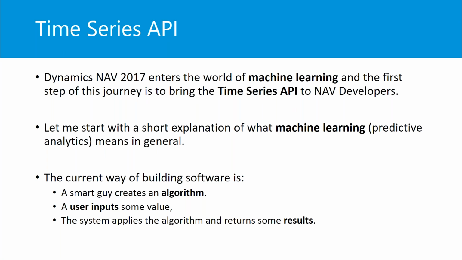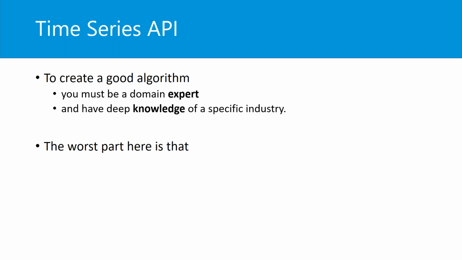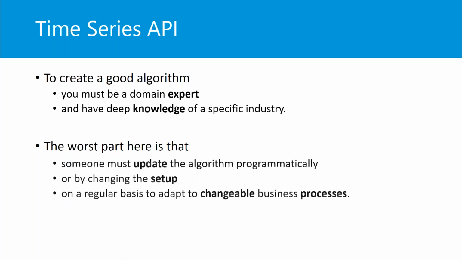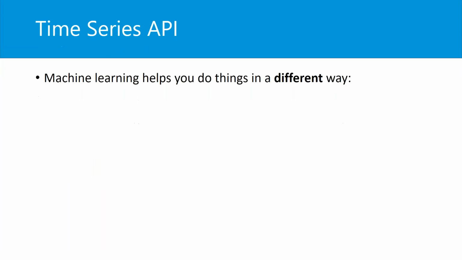Now, let's say that you create software. Usually, a smart guy creates an algorithm, the user inputs a value, and the system applies the algorithm and does something. To be able to create a good algorithm, you need to be a specialist, a domain expert, and have knowledge about the industry. And the worst part is that someone should update the algorithm now and then, either by changing the setup or by changing the code. And that's not always that easy.